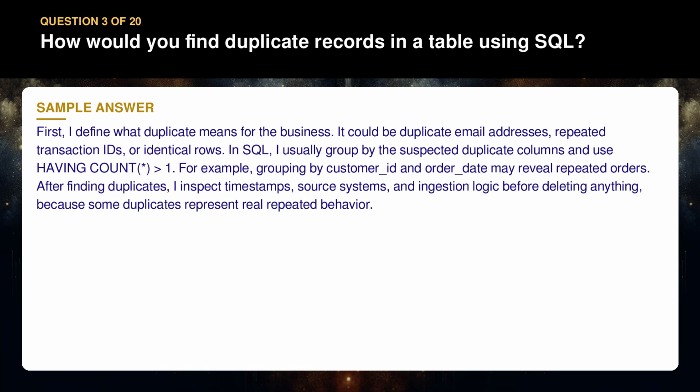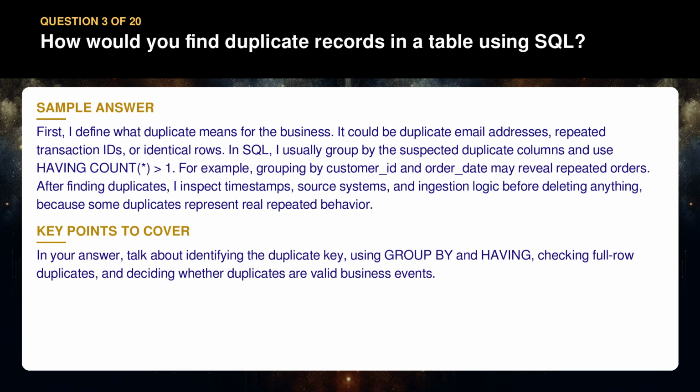It could be duplicate email addresses, repeated transaction IDs, or identical rows. In SQL, I usually group by the suspected duplicate columns and use having count greater than 1. For example, grouping by customer ID and order date may reveal repeated orders. After finding duplicates, I inspect timestamps, source systems, and ingestion logic before deleting anything, because some duplicates represent real repeated behavior.